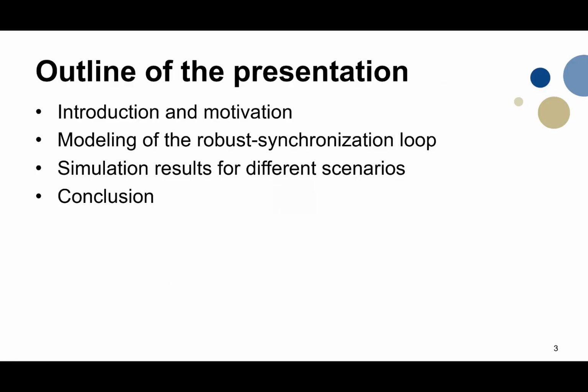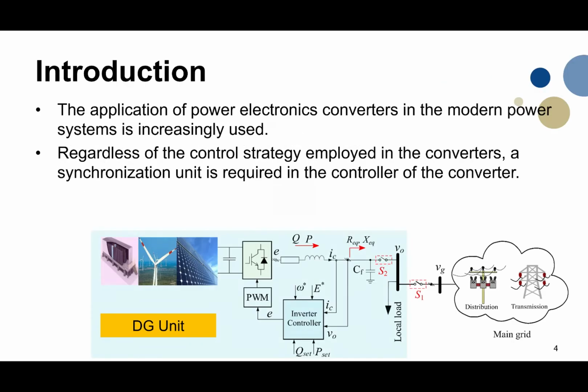The outline of this presentation is as follows. We know that the application of power electronics converters in the modern power system is increasingly used in renewable energy, high voltage direct current transmission systems, FACTS, and in many other cases. And different control strategies such as the standard DQ control, vector control, model predictive control, and adaptive control can be adopted to regulate the power converter.